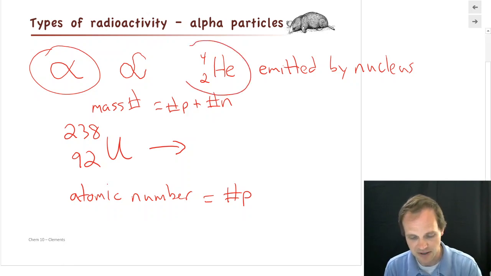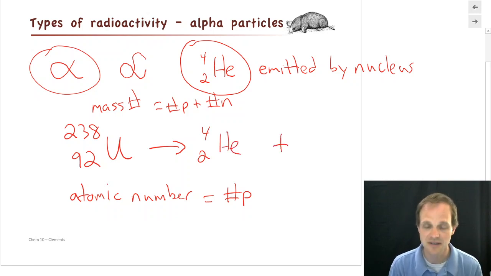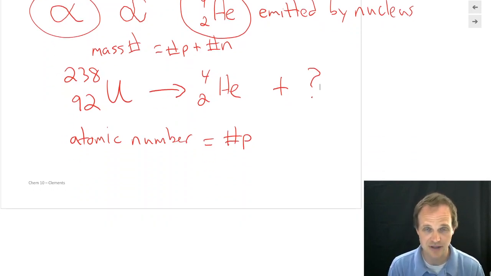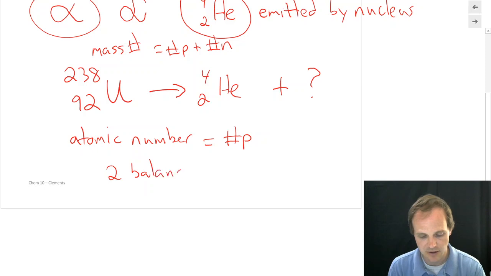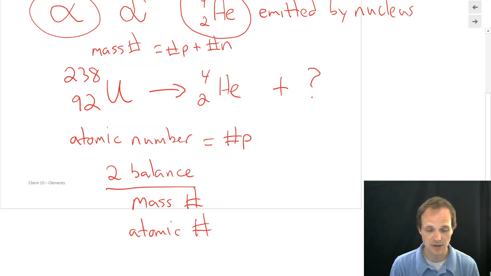Now, what does it break apart into? Well, it breaks apart into an alpha particle, 4,2He. And what else? How are we going to figure out what else it breaks apart into? Well, when we're balancing these nuclear reactions, atoms falling apart, their nucleus falling apart, the two things we want to balance are mass number and atomic number. And that's all we need to do in order to balance these.